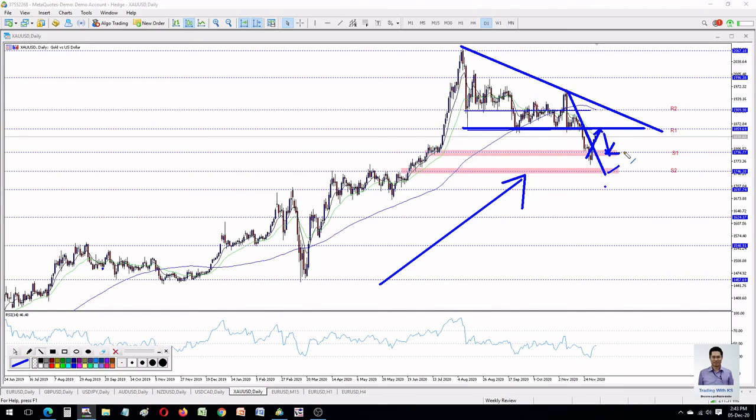But for me, I will not be selling. I will not do anything. I will not trade against the trend. Second, if I want to trade, I need to see a bullish movement such as this. Only then will I continue to trade this pair, XAU USD or gold.